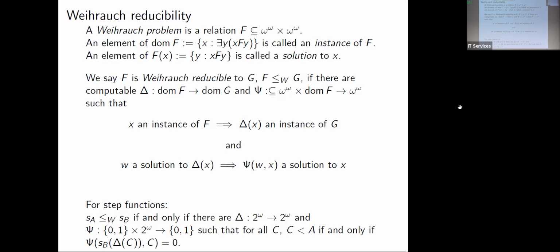And for step functions, right, this simplifies to say that the function that steps at A is Weihrauch reducible to the function that steps at B if and only if there is some way to translate questions about A into questions about B, and then a return functional that, given the answer as well as the original input, figures out whether or not the original C was less than A or not. So it's allowed to do arbitrary things, knowing the original input and whether the output of delta was less than B or not.